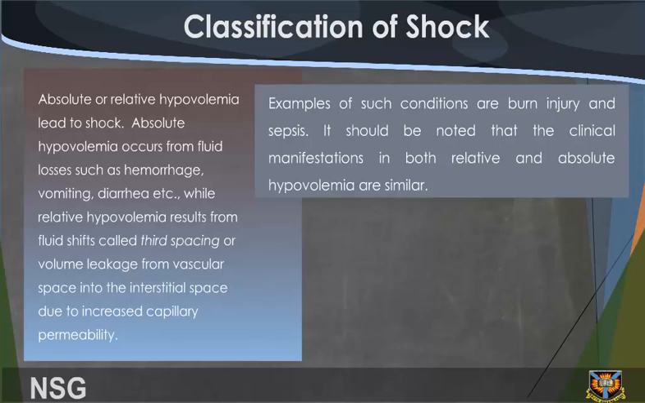Absolute hypovolemia occurs from fluid losses such as hemorrhage, vomiting, diarrhea, etc. While relative hypovolemia results from fluid shifts called third spacing, or volume leakage from the vascular space into the interstitial space due to increased capillary permeability. Examples of such conditions are burn injury and sepsis. It should be noted that the clinical manifestations in both relative and absolute hypovolemia are similar.